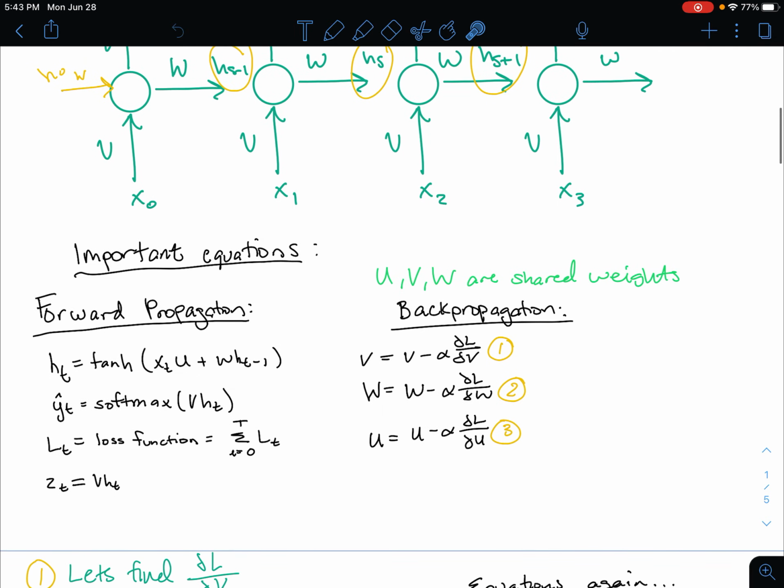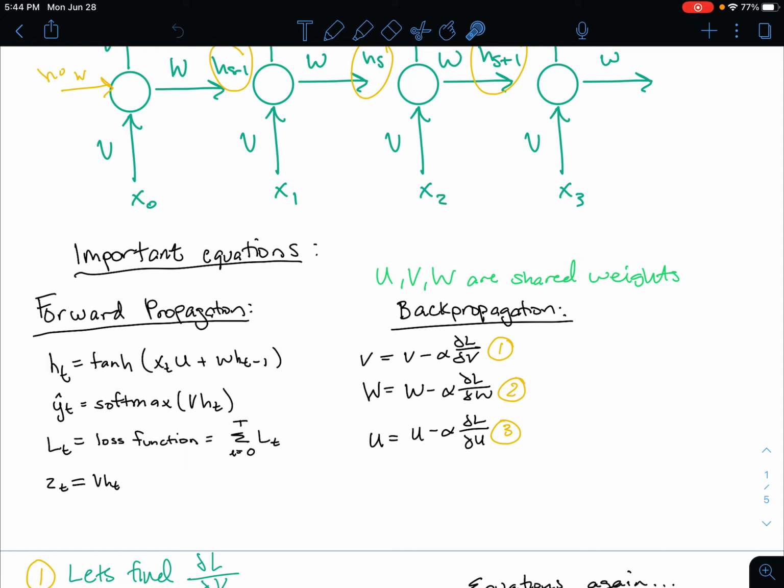Some important equations we have from forward propagation. We have the hidden state equation, which is just the hyperbolic tangent of the input vector times the input weight plus the weights matrix times the hidden state from the previous time step. We also apply the softmax function on the hidden state times the output weight V, to get a probability distribution for our classification, or just a classification vector. We're also going to have a loss function.